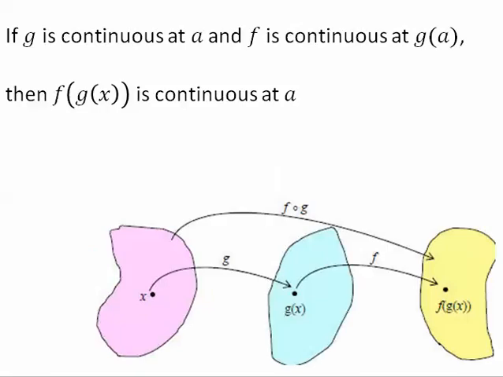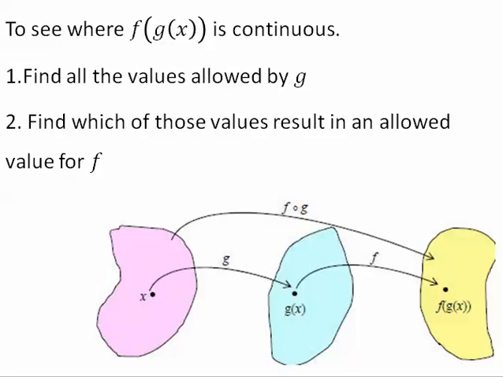Continuity Part 3. We're going to talk in Part 3 about compositions. If g is continuous at a and f is continuous at g of a, then the composition f of g of x is continuous at a. That's a little hard to understand, but I'm going to try to help you see where a composition is continuous. Here are the steps you want to take.